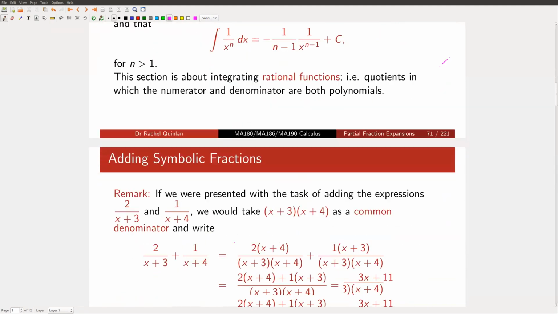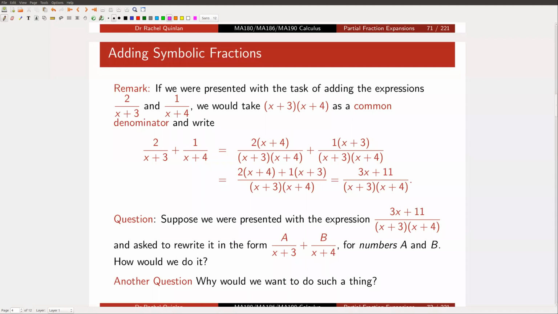Okay, so let us take ourselves back to whenever we learned to add fractions, and particularly to add fractions involving algebraic symbols. If you were presented with the task of adding the fractions 2 over x plus 3 and 1 over x plus 4, what would you do? Well, more than likely you'd take x plus 3 times x plus 4 as a common denominator, rewrite both of your fractions with that common denominator, and add the numerators. You get 2 times x plus 4 plus 1 times x plus 3, that's 3x plus 11, over this common denominator. And that would absolutely be the appropriate thing to do if you were presented with that task.